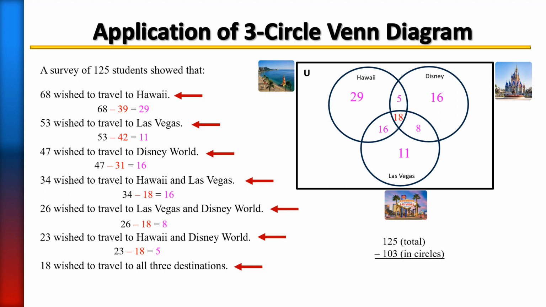So you're going to have to subtract that from the total people that you surveyed. So that'll be 125 minus 103, and then that's going to give you the people who did not wish to travel to any of those three destinations. And what is that number? If you said 22, that is correct. So you should have 22 people there outside the circles. And there you have it. That is the process for filling in a three-circle Venn diagram. And next we're going to answer some questions based on this survey.